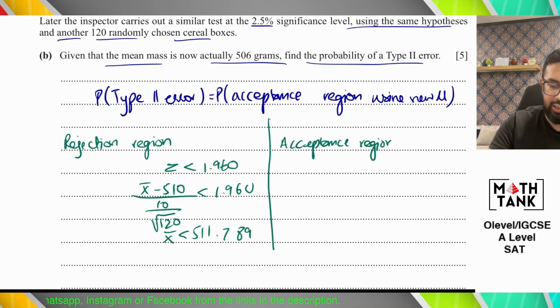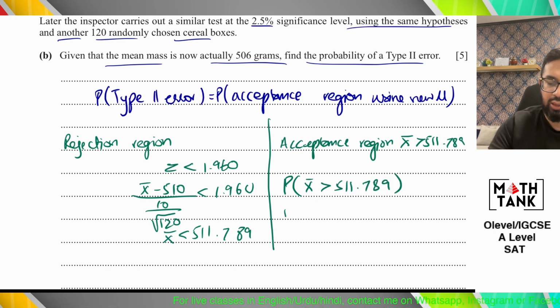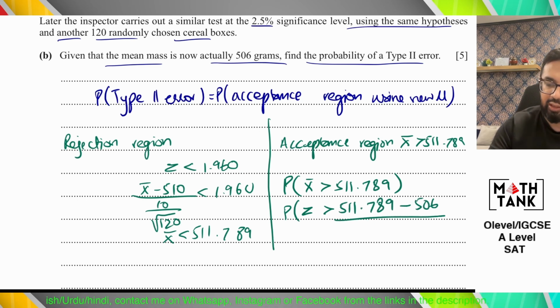So the probability of acceptance region is then X bar greater than 511.789. Probability of X bar greater than 511.789 is Z. Now I'm going to use the new mu. What is the new mu? It's 506. Rest of the things remain the same. I'm going to use the exact values from the calculator.